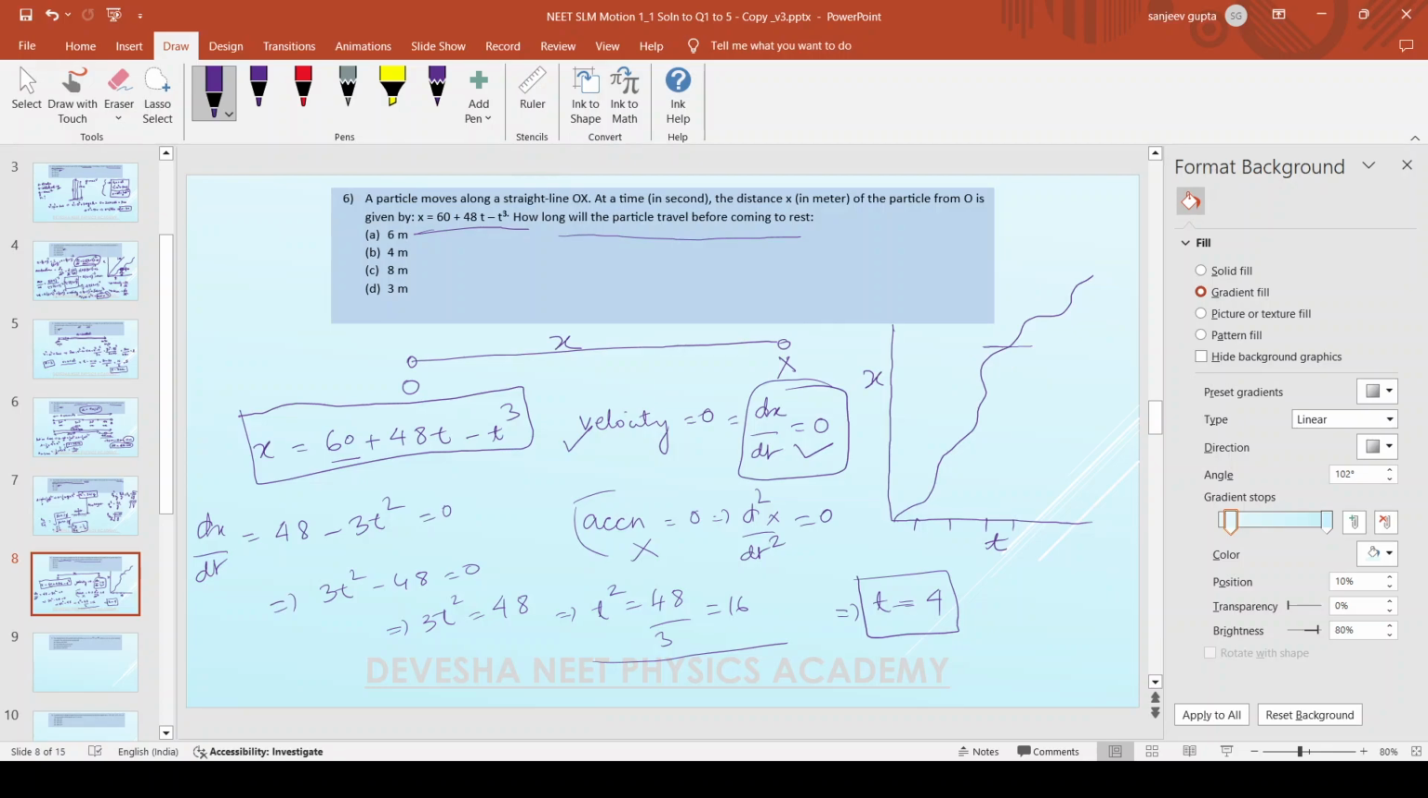From this, it means that at this point the graph will become horizontal, and only then dx by dt is equal to 0. So here, this is the value of t.